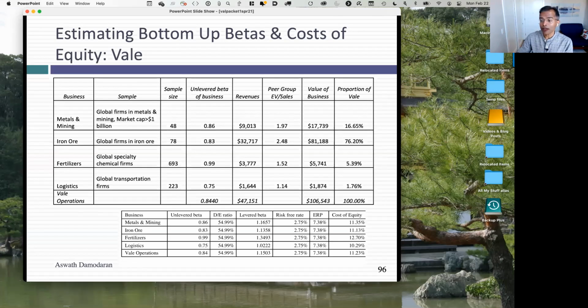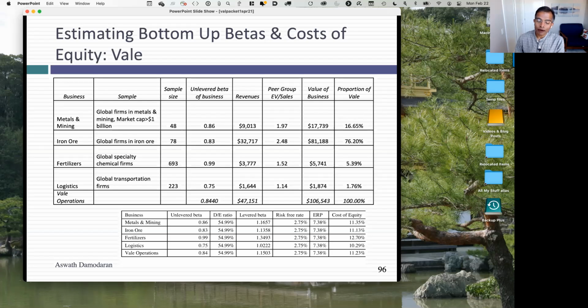Ultimately, my end game is to figure out what percentage of Vale's value comes from each business. And based on my judgments, Vale is about 76% iron ore. It's about 17% metals and mining. And then fertilizers and logistics are small pieces of the rest of the company. The weights all add up to 100%. Obviously, it's got to all add up. And my beta for Vale is a weighted average of the unlevered betas for those 4 businesses, weighted by that last column.